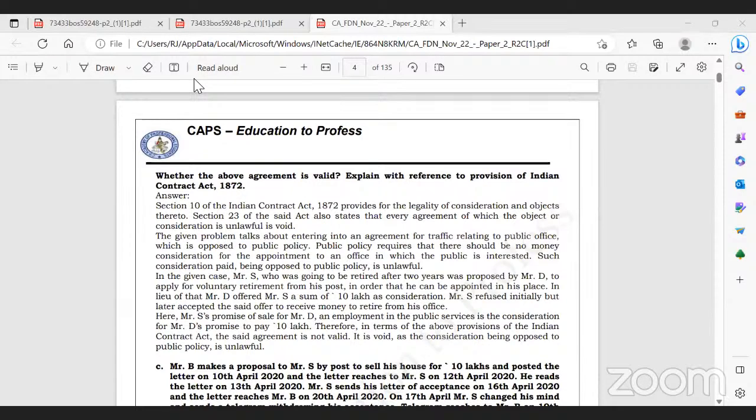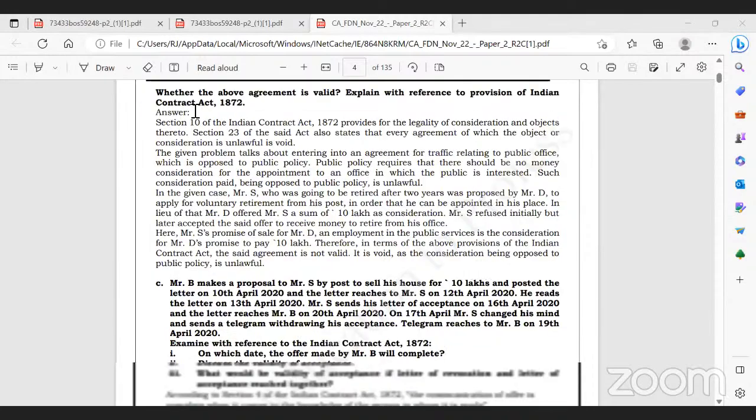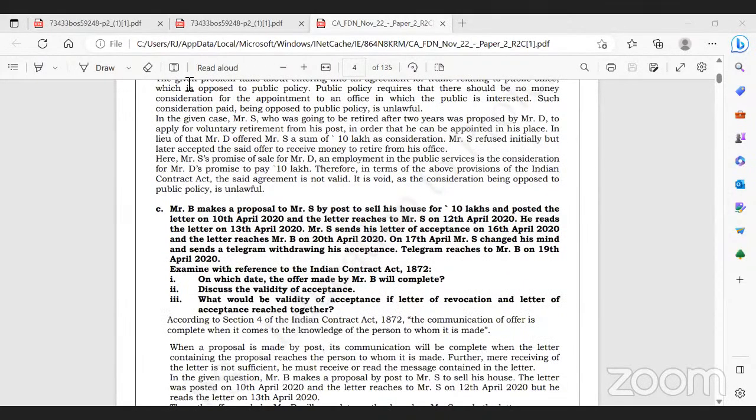Got it or no? Okay, you've understood it, right? I'm not going through the whole thing. But see, even when they write the answer, they will write the facts of the case, provisions, analysis, and conclusion. Only thing they'll write in a different order. You'll have to put it in the correct order.